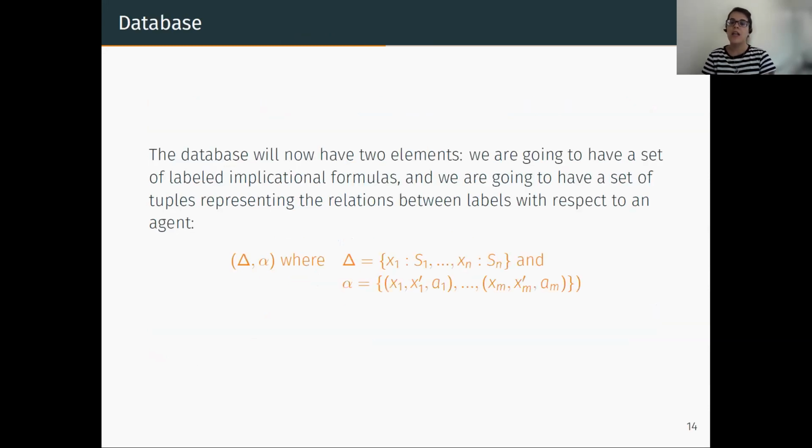So now we are going to have some changes in the database as well. The database will now have two elements. We're going to have a set of labelled implicational formulas, and we are going to have a set of tuples representing the relation between labels with respect to an agent. So the idea is that the labels are states or worlds, basically. All the formulas are going to be with respect to a label, and we are also going to have in the database the links between those labels with respect to an agent.